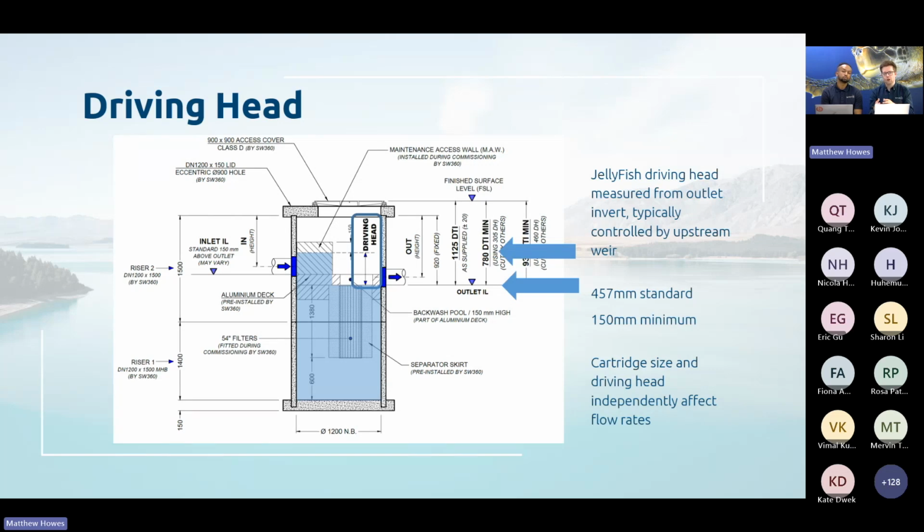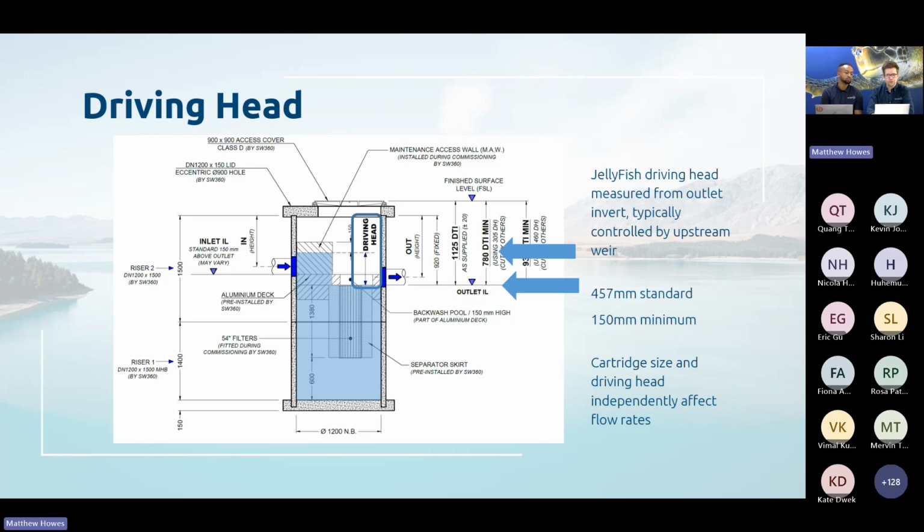And depending on the cartridge configuration, that might mean that we need to use more cartridges, because if we think back to the continuity equation, if we've got the same amount of flow but going through smaller cartridges with smaller driving head, we're going to need more cartridges to treat that same flow. And with the Jellyfish, the cartridge size and the driving head independently affect the treatment flow rate. So there's a lot of flexibility for design with the Jellyfish.